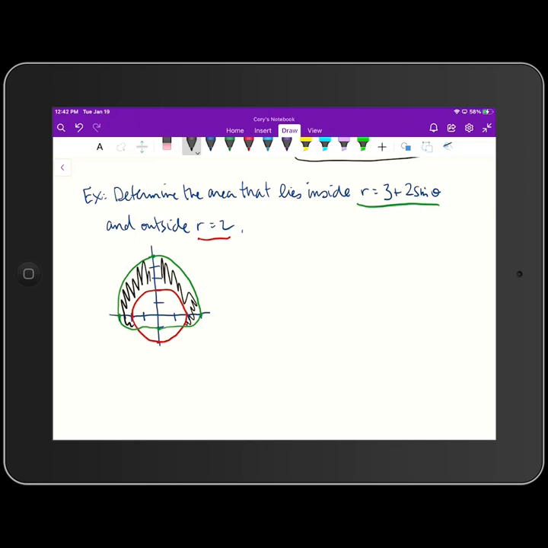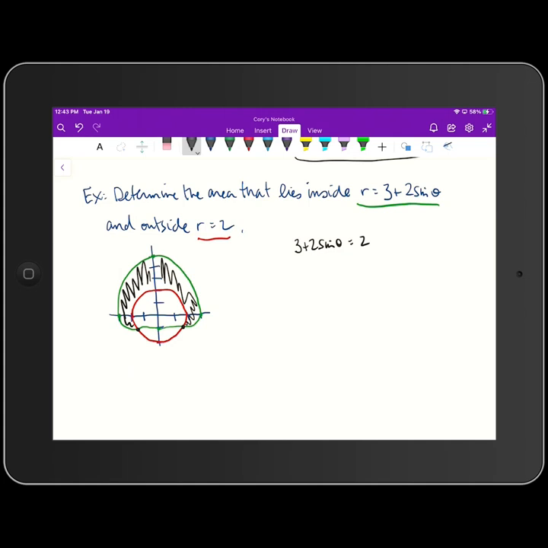Okay, so let's think about what we need to calculate here. We're going to need to know what our limits of integration are going to be. And the limits of integration are going to occur where those two graphs intersect. So if we want to calculate the intersection point of those two graphs, we're trying to calculate where those two equations are equal to one another. So we're going to find where 3 plus 2 times the sine of theta is equal to 2.